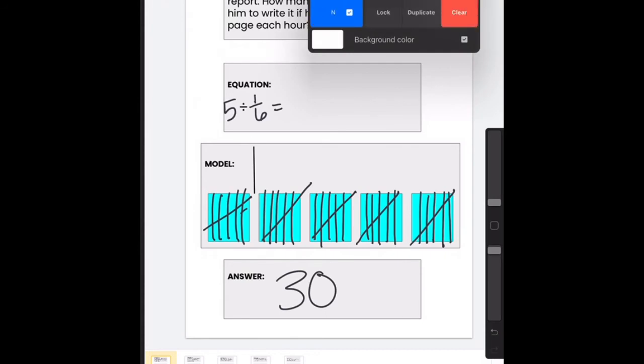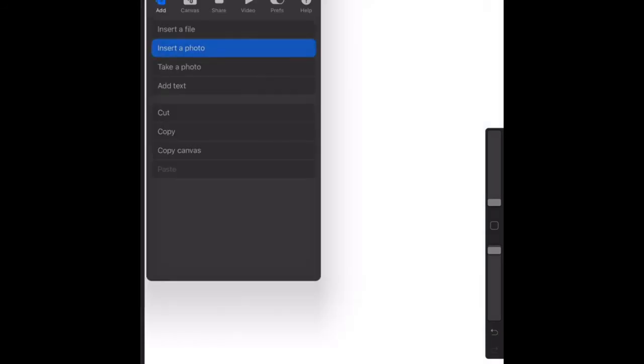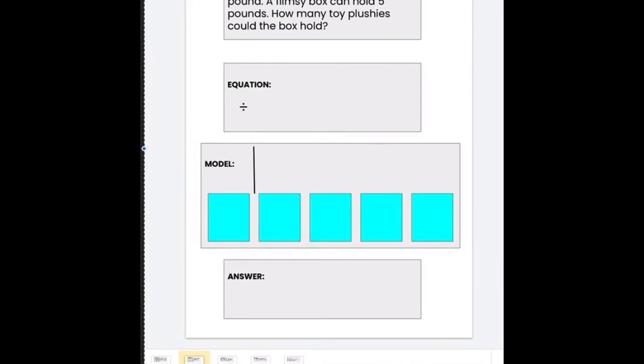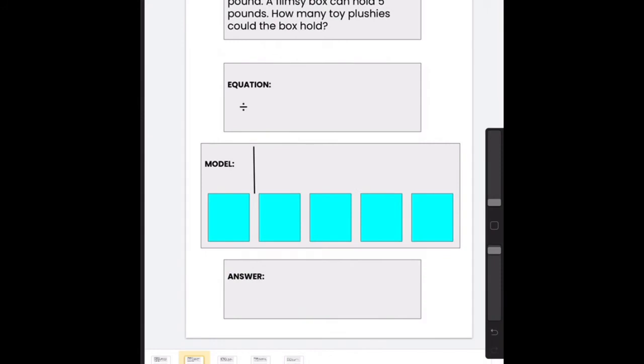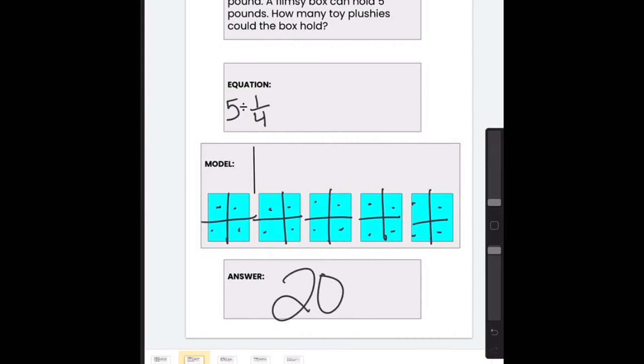And the last one that we're going to go over together, and then you're going to be responsible for the rest of them. A toy plush weighs 1/4 pound. A flimsy box can hold 5 pounds. How many toy plushes can go in one box? So 5 boxes are being split into 1/4. Here's your 5 boxes. Now you need to split them into 4ths. You count each box up. And I got the answer 20.